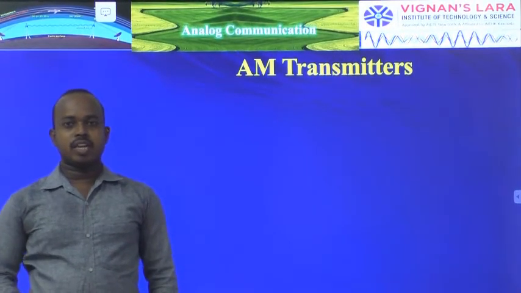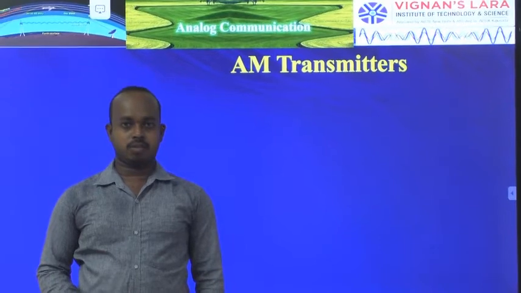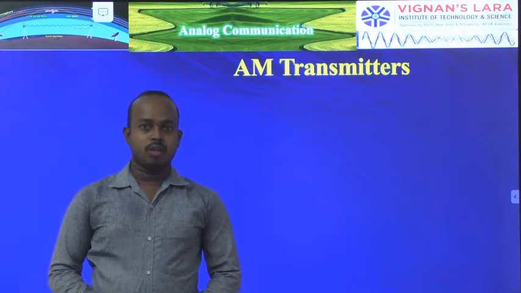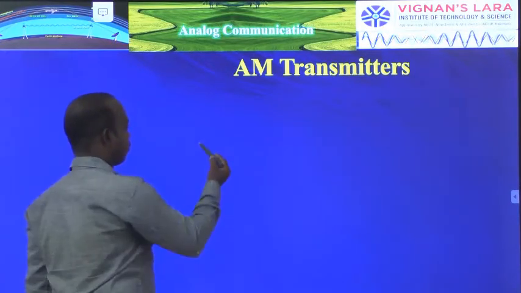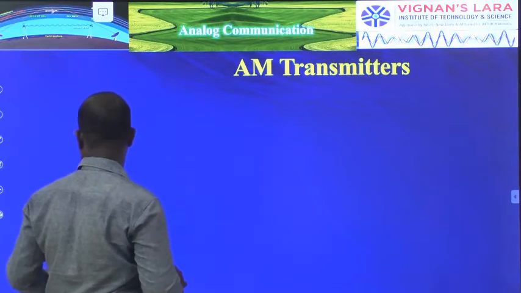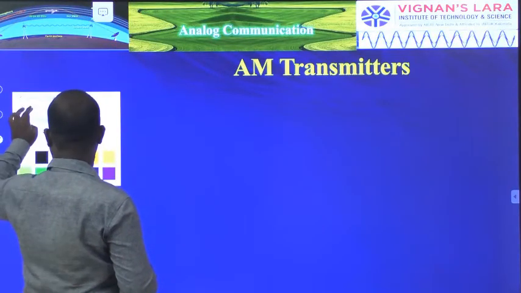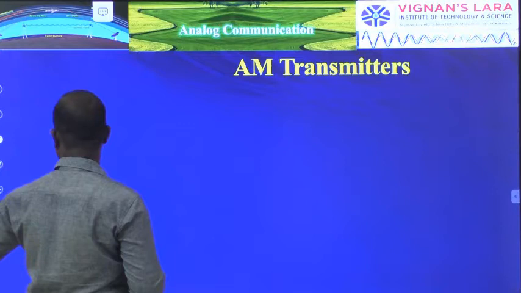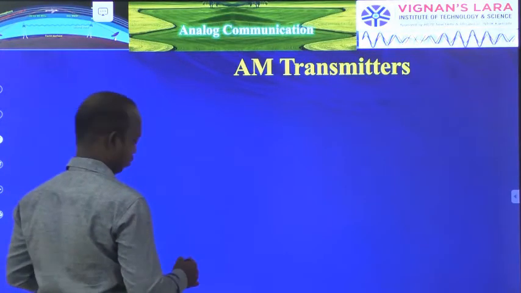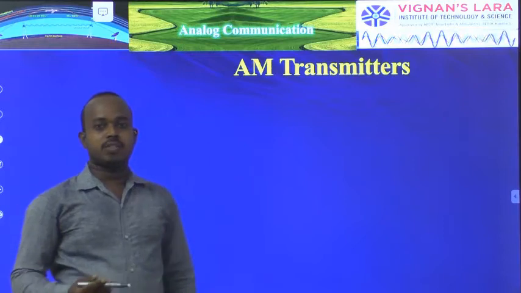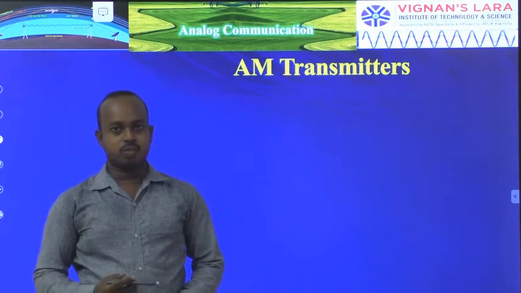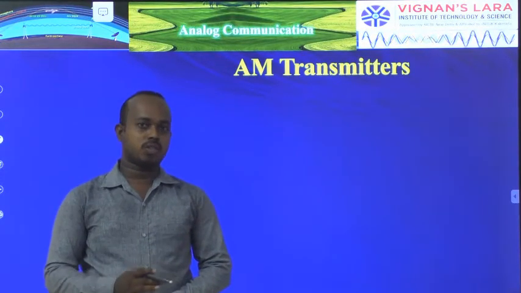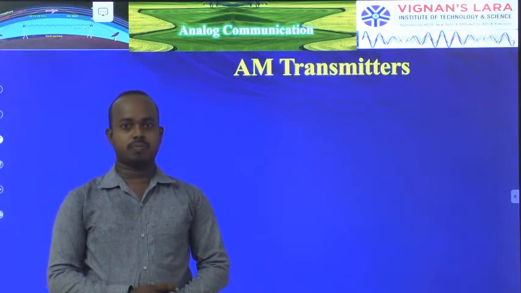Good morning, students. Today in class we are going to discuss AM transmitters. This is the fourth unit in the analog communication systems subject. In this fourth unit, we are mainly discussing AM transmitters and receivers. What transmitters and what receivers we are going to discuss in this unit, we are discussing in today's class.